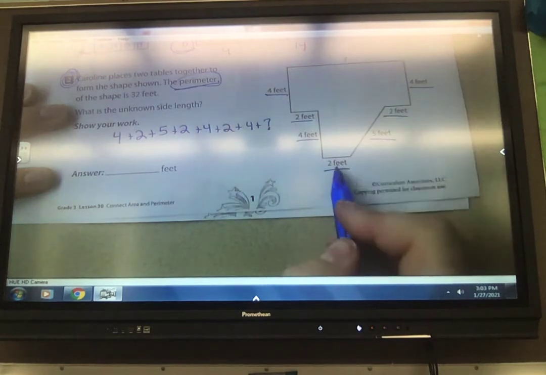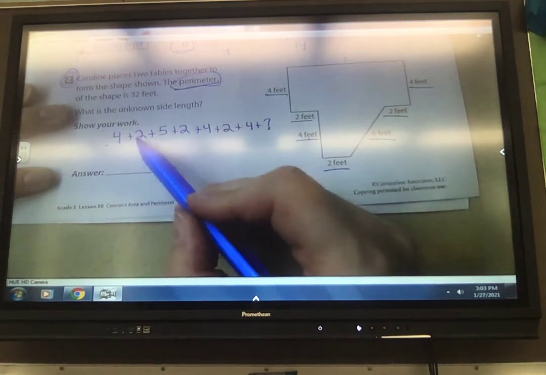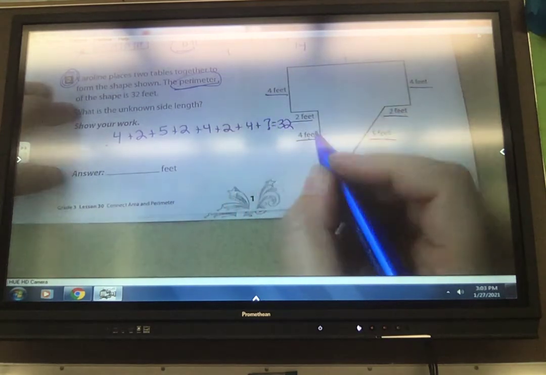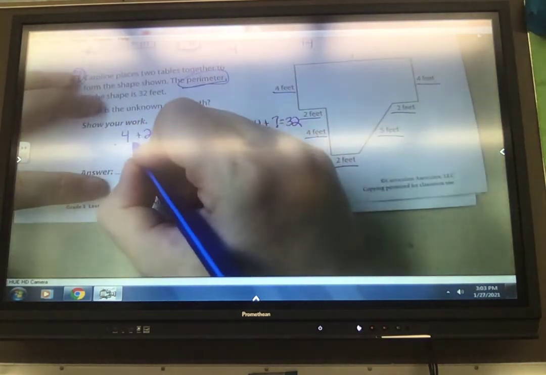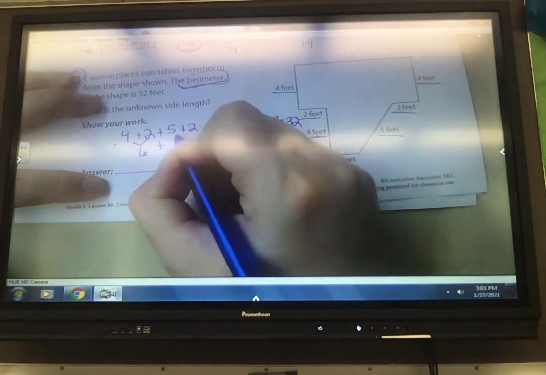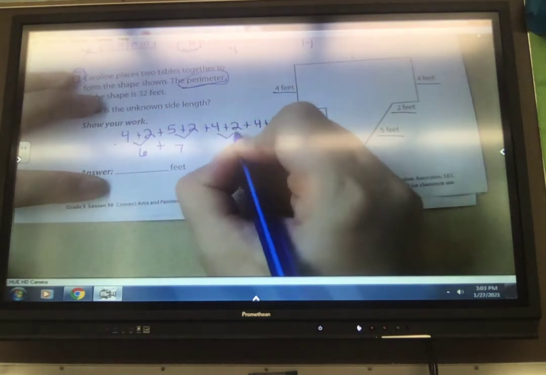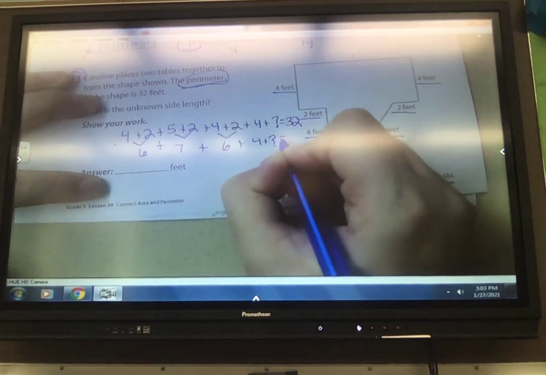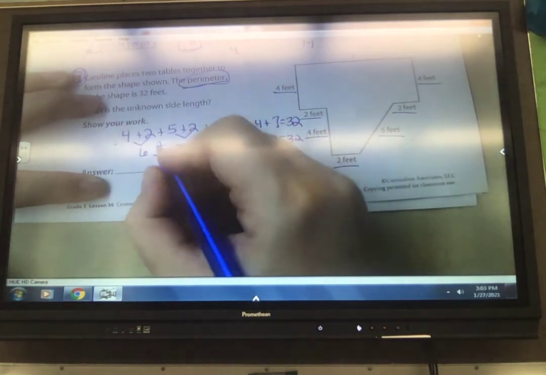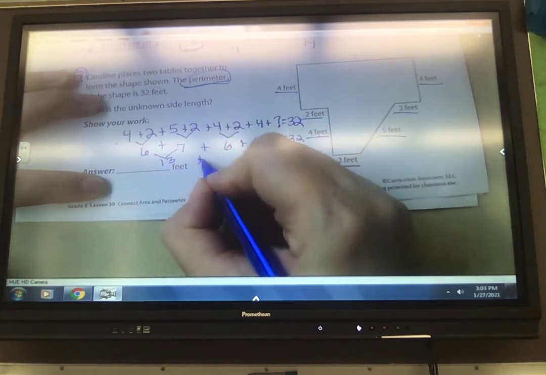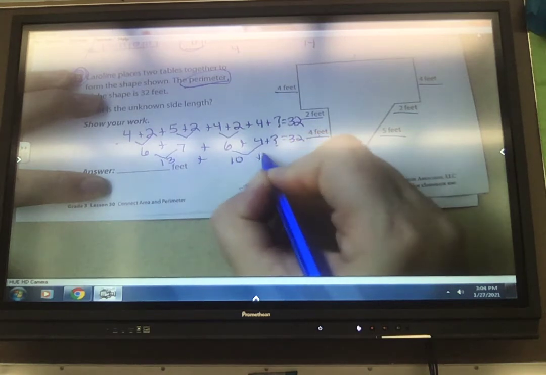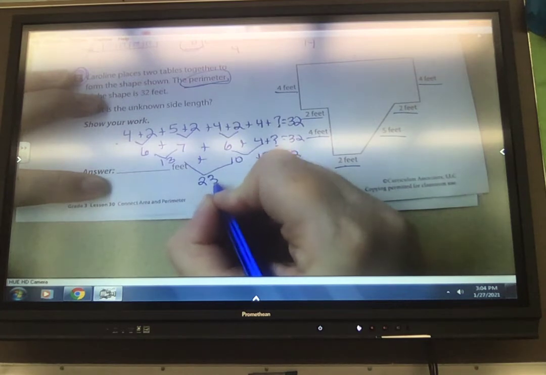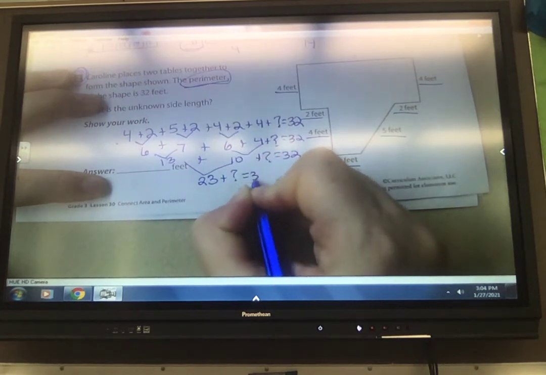1, 2, 3, 4, 5, 6, 7, 8 equals 32. Now let's add up what's here. 4 and 2 is 6. 5 and 2 is 7. 4 and 2 is 6. Plus the 4 and the question mark have to still equal 32. 6 and 7 is 13. Plus 6 and 4 is 10. Plus question mark equals 32. 13 and 10 is 23. Plus question mark is 32.